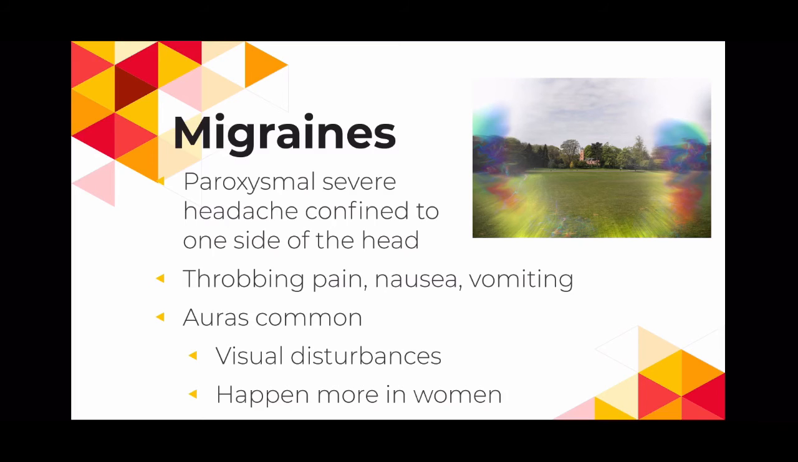So the image here is probably the best computer image that I could find that shows you what an aura looks like. When I got mine, I see lines or zigzags of flashing lights, so I couldn't even read a line of text because it would block it from me. They're kind of scary when you've never had one before.